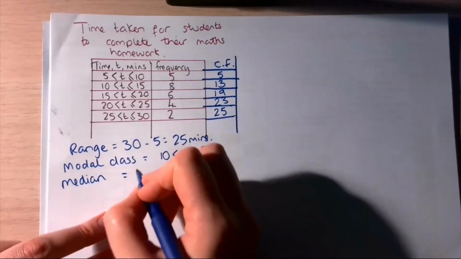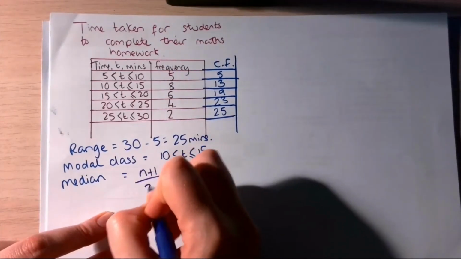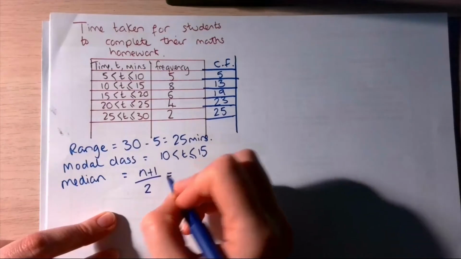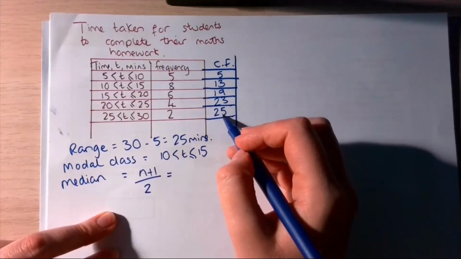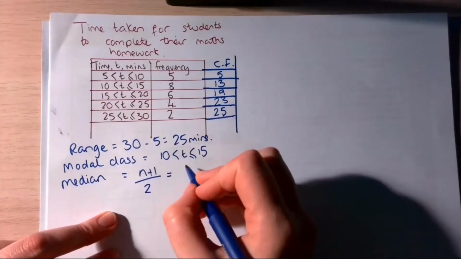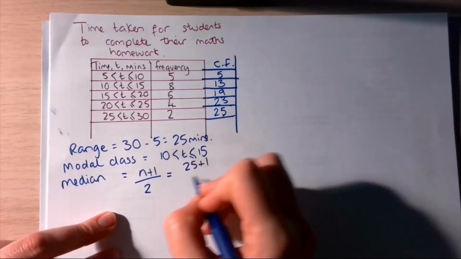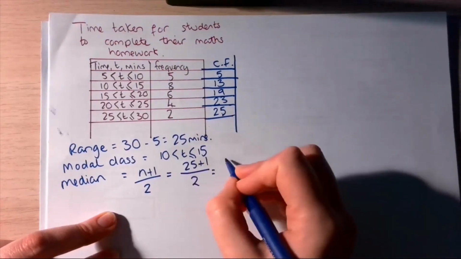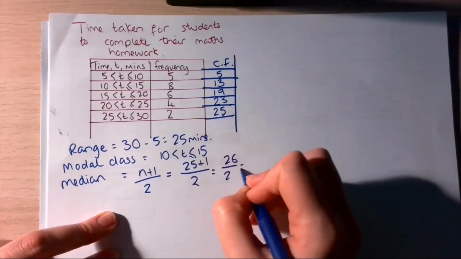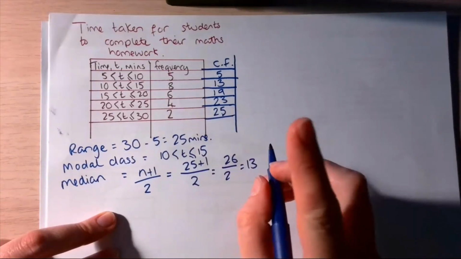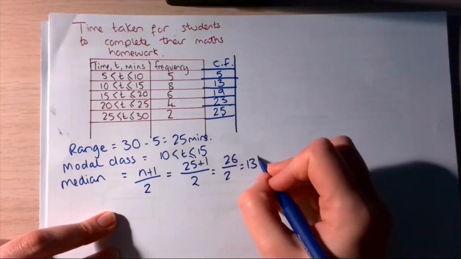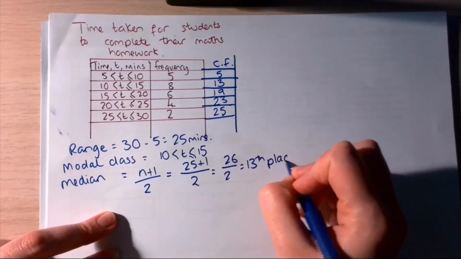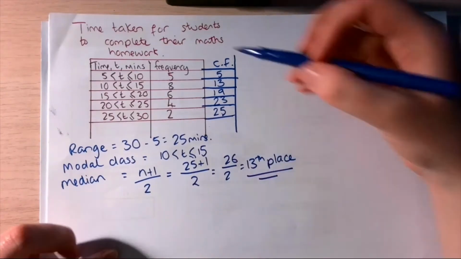So remember how to do the median. It's n plus 1 divided by 2, where n is this number here, the total number. So we get 25 plus 1 divided by 2, which is 26 over 2, which equals 13. And again, just be careful, don't stop working here. It's the 13th place.